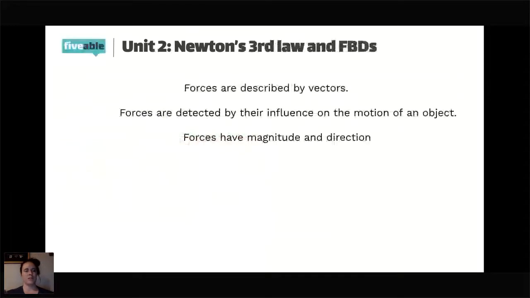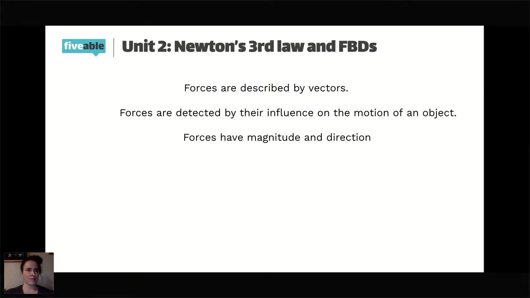Newton's third law and free body diagrams. Forces are described by vectors. Forces are detected by their influence on the motion of an object. And forces have magnitude and direction because they are vectors. So that seems pretty straightforward, but for some reason they just put it in their essential knowledge checklist like 18 times. So I'm going to tell it to you like 18 times. Forces are vectors.